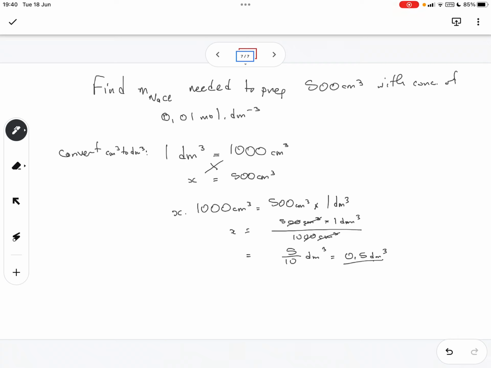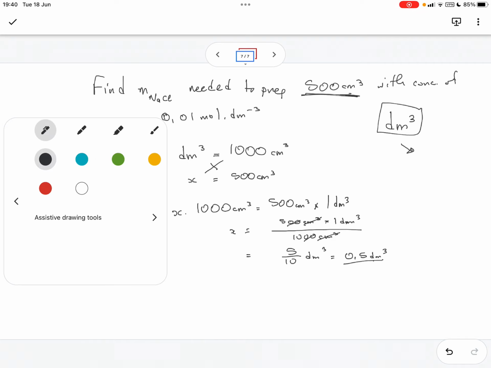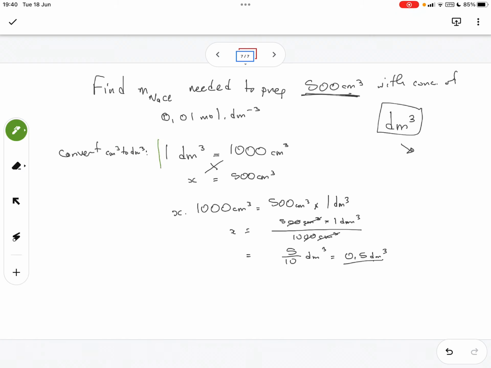So we start off first by converting the volume that we're given, which is not in the unit of volume that we need to work in, which is cubic decimeters. And the conversion factor for decimeter and cubic centimeters is that 1 liter equals 1,000 cubic centimeters.